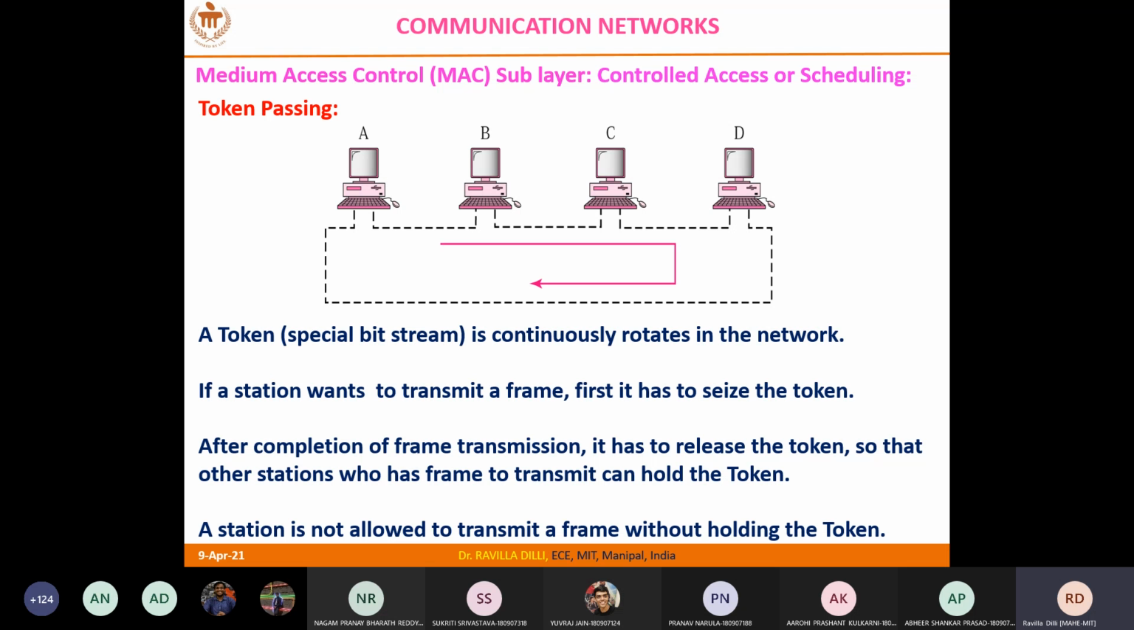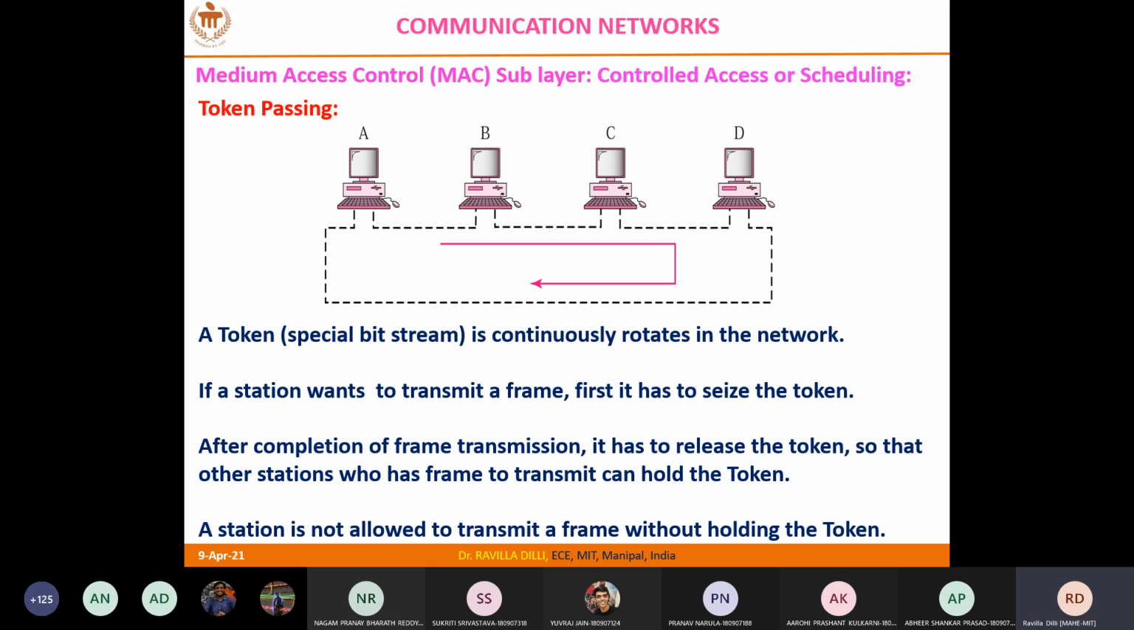So the sender gets back its own frame. Once he gets back his own frame, he should ignore it and release the token. Others can access the token whenever they have a frame to transmit. Whoever has a frame to transmit has to grab the token first, and then they can transmit the frame. Unless you have the token with you, you are not allowed to transmit the frame. That is how token passing works.